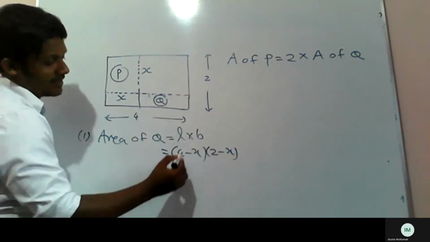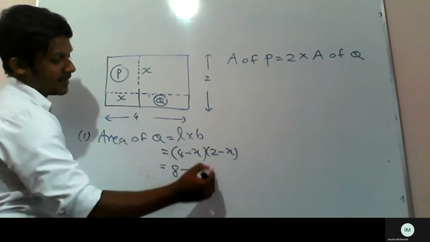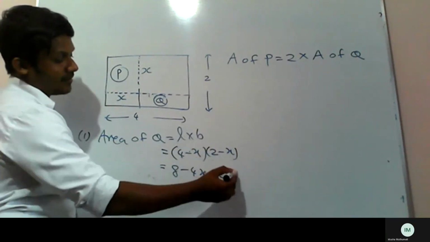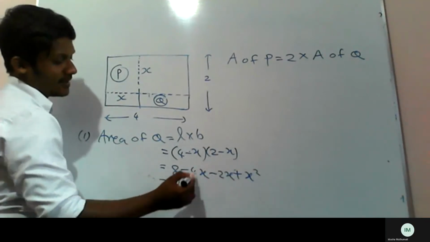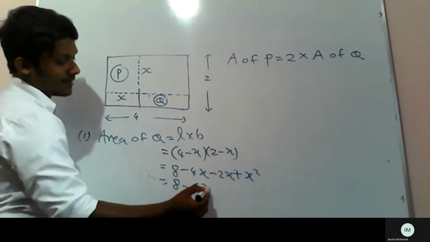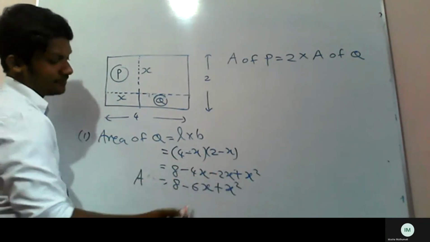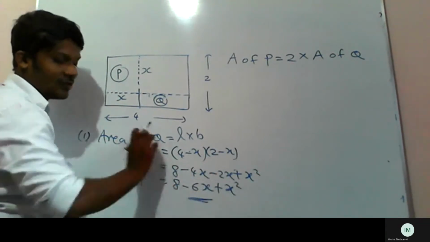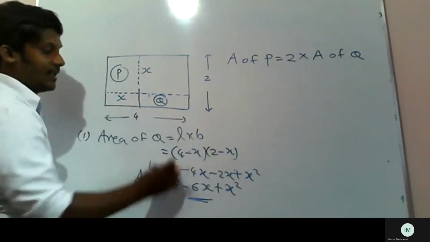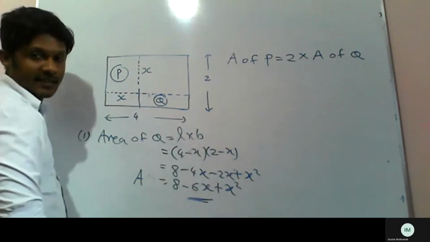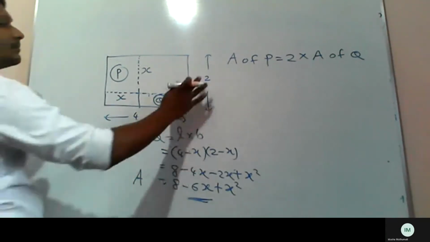4 times 2 is 8. 4 times minus x is minus 4x. Minus x into 2 is minus 2x, plus x squared. 8 minus 4x minus 2x is 8 minus 6x, plus x squared is equal to the area. We can expand the brackets of 4 minus x into 2 minus x, right?